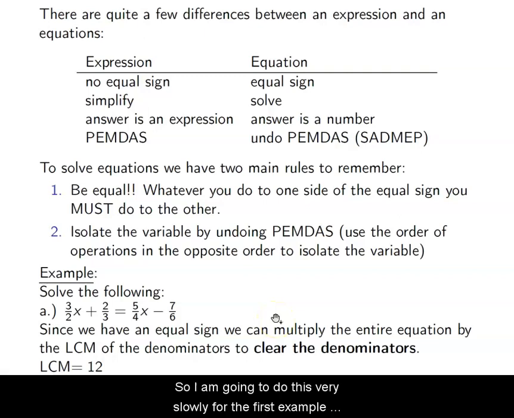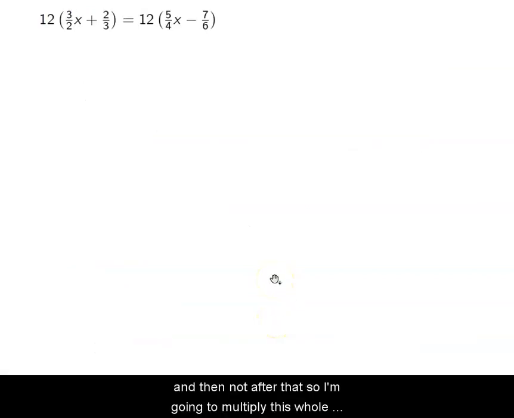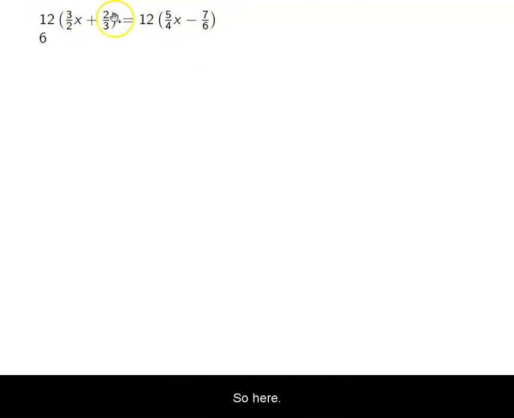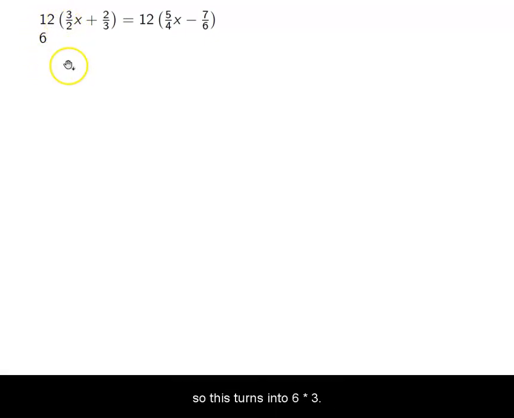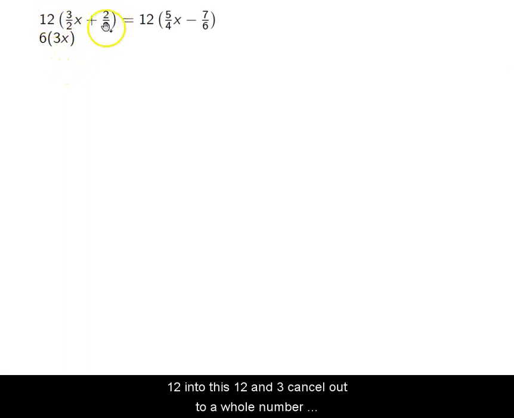So I'm going to do this very slowly for the first example and then not after that. I'm going to multiply this whole side by 12, this whole side by 12. It's the same as if I take 12 and distribute it into each piece, as I said. So here, what happens is that the 12 and the 2 divide into 6. So this turns into 6 times 3. Okay. 12 into this, 12 and 3 cancel out to a whole number because I know 2, 3, 4, and 6 all go into this evenly.